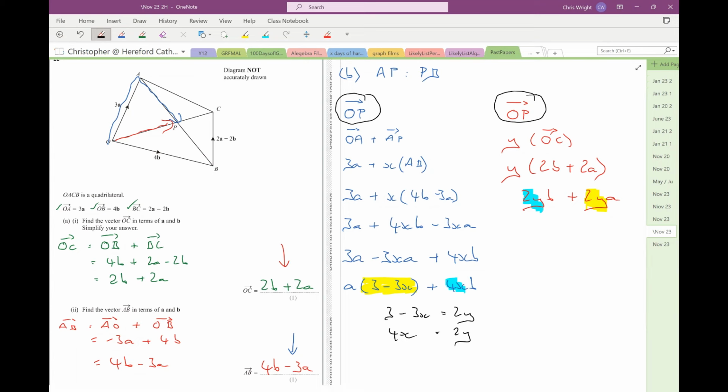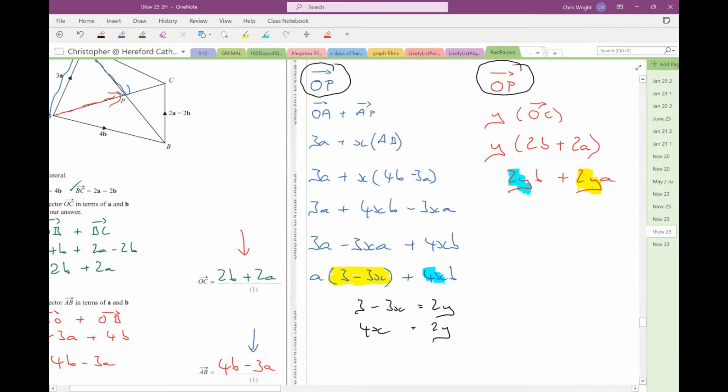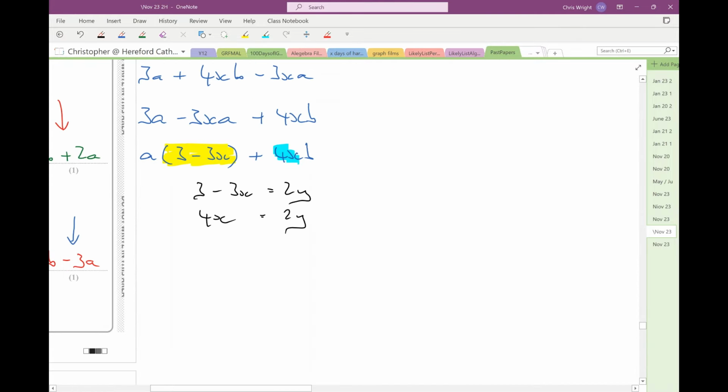Now, there are lots of different ways of solving these two equations simultaneously, and it always depends on what they look like at the time. In this case, I've got something equals 2y and something else equals 2y. So I'm just going to write that the something must be the same as the something else. Now I'll add 3x to both sides. 3 equals 7x. x equals 3 over 7.